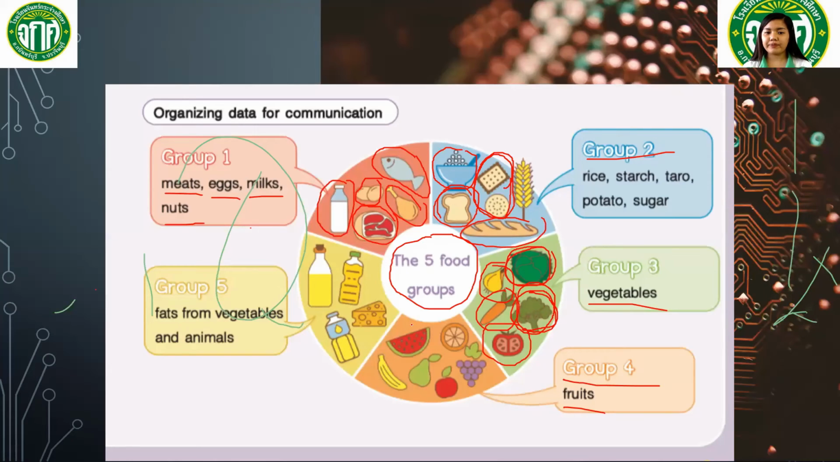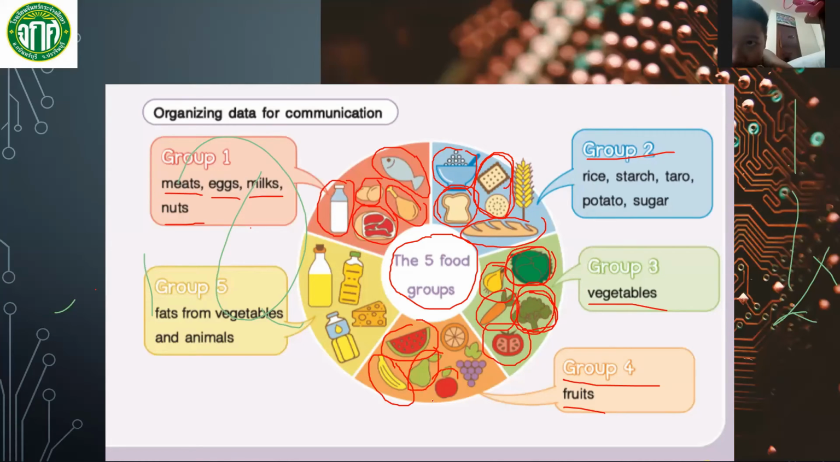We have watermelon. Very good. Watermelon, banana, pears, apple, grapes, and orange. Okay. How about in group 5?